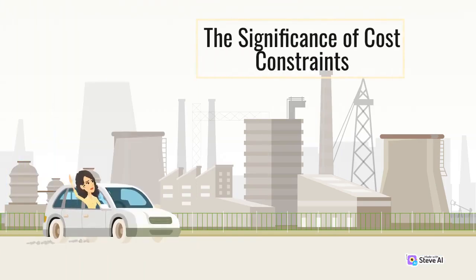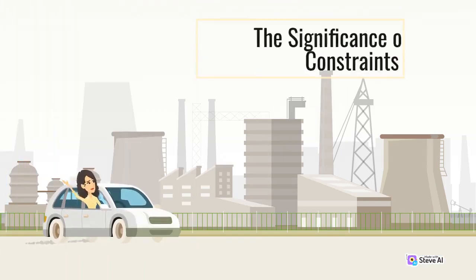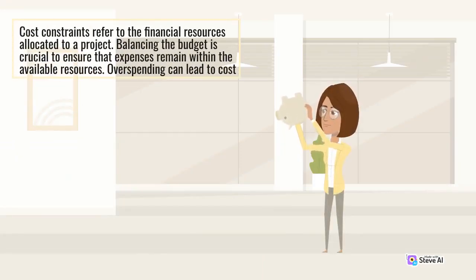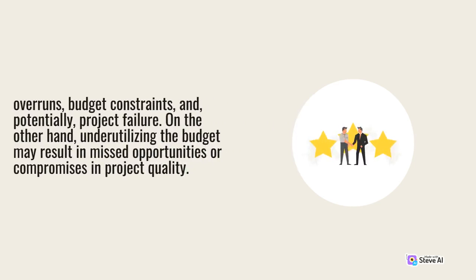The significance of cost constraints. Cost constraints refer to the financial resources allocated to a project. Balancing the budget is crucial to ensure that expenses remain within the available resources. Overspending can lead to cost overruns, budget constraints, and, potentially, project failure. On the other hand, underutilizing the budget may result in missed opportunities or compromises in project quality.